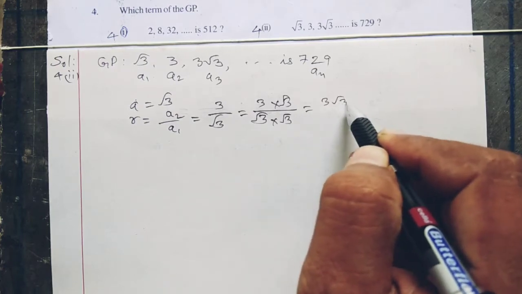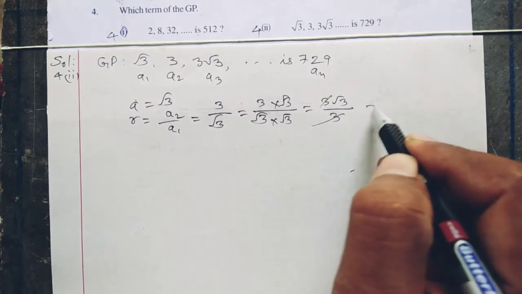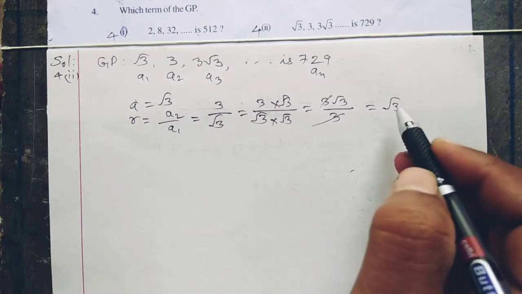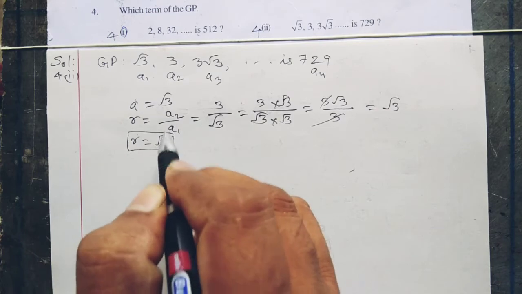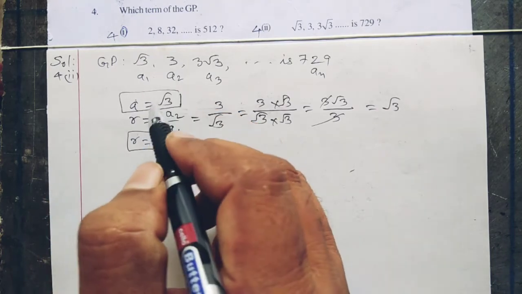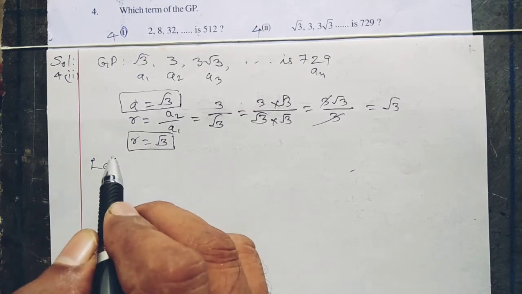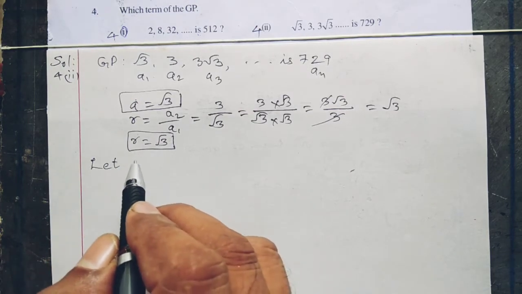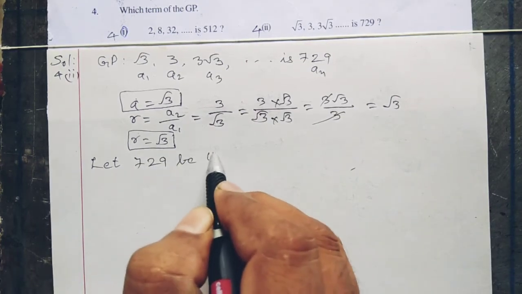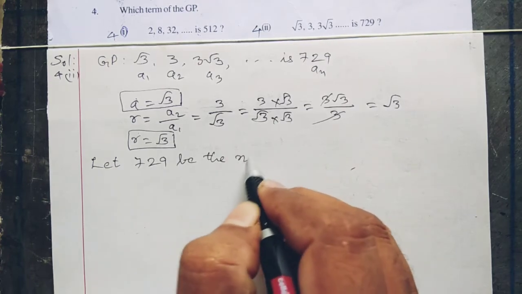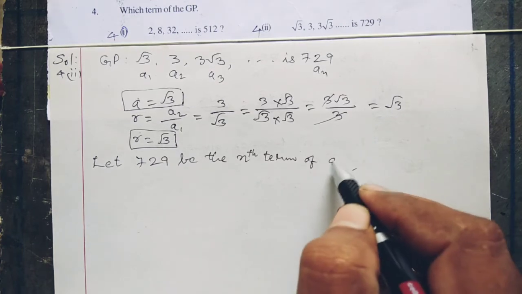3 root 3 by 3, root 3 into root 3 is 3, 3 ones are 3. So root 3 is the common ratio. So r is also root 3, and a is also root 3. Let 729 be the nth term of the given GP.